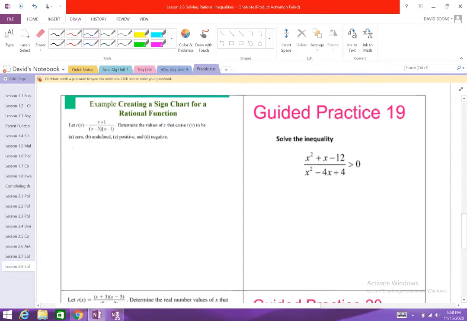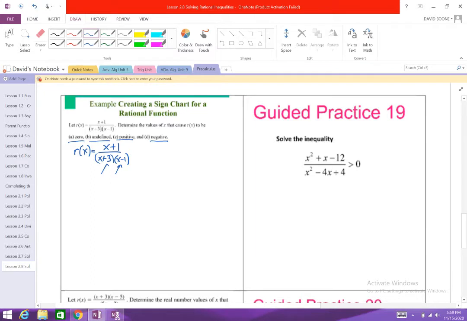But if I rewrite that here, this is just r of x equals x plus 1 all over x plus 3 times x minus 1. Again, the question is asking us to determine the zeros, where it's undefined, where it's positive, and where it's negative. So that undefined piece is coming back into play again. Like that last one, we actually had it undefined in that first area where we couldn't take the square root of a negative number. But we're going to have some undefined areas here as well, because we can't have zeros down in the bottom.